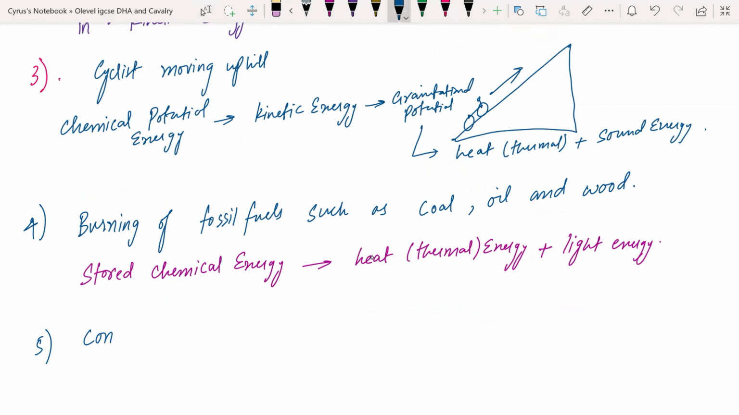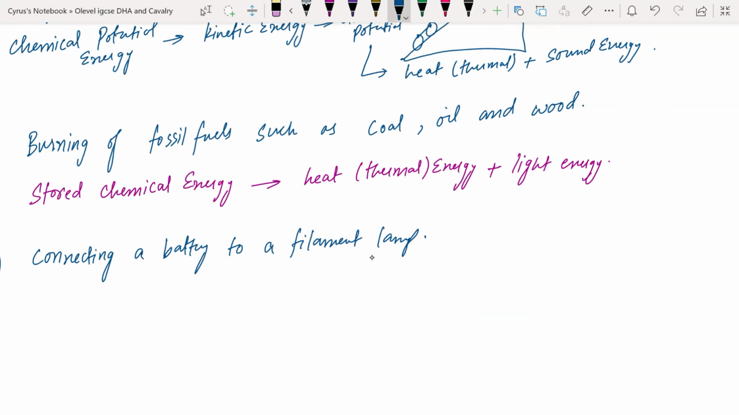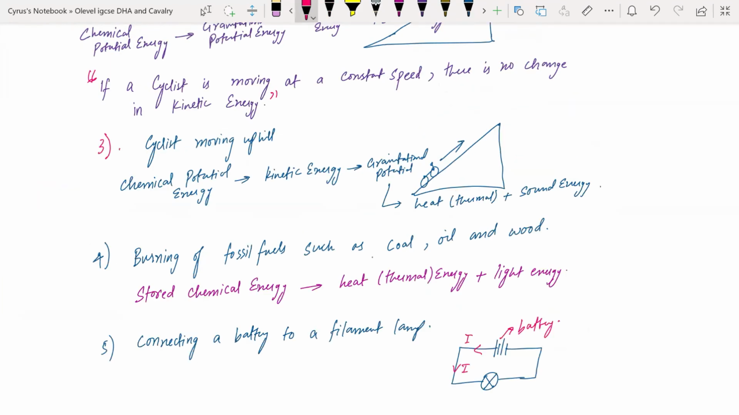Number 5, connecting. This is linked with electricity. Inshallah, when we'll do electricity, you will get to know this. Connecting a battery to a filament lamp. So basically, when you have a battery here like this is the battery that we have. We have the bulb here all the way. And what's happening is that there is some electrical energy here. पहले सबसे पहले तो केमिकल एनर्जी होगी सेल के अंदर, फिर इलेक्ट्रिकल, और फिर उससे हीट और लाइट.